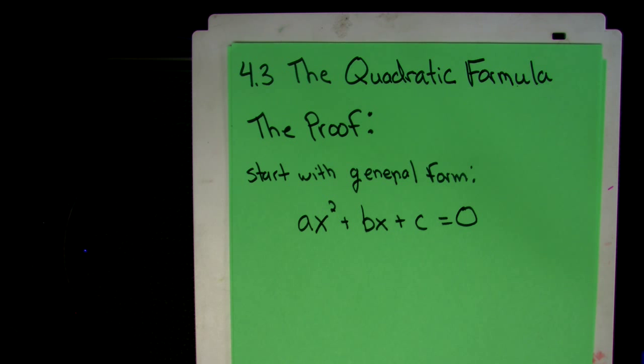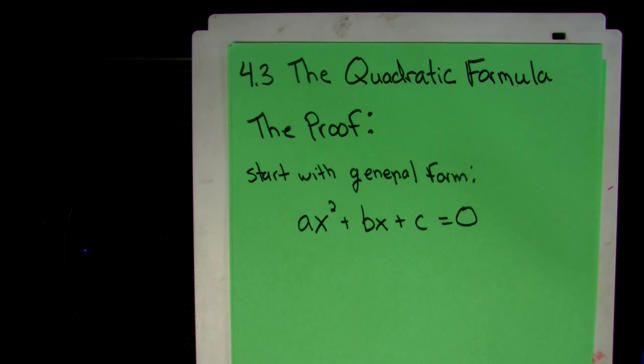In 4.1, we learned how to solve a quadratic equation by factoring. And in 4.2, we learned how to solve a quadratic equation by completing the square. And in 4.3, we're going to learn a third way to solve for x using the quadratic formula. But first, we need to know, where did the quadratic formula come from? How does it work? So we're going to talk about the proof of the quadratic formula first.